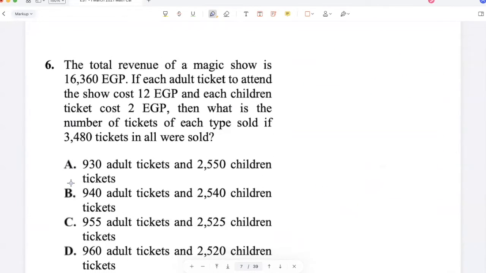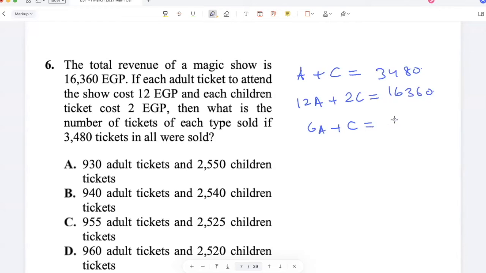The total revenue of a magic show is 16,360 Egyptian pounds. If each adult ticket to attend the show costs 12 and each children's ticket costs 2, what is the number of tickets of each type sold if 3,480 tickets were sold? Okay, so let the adult tickets be A and the children's tickets be C. So the total is 3,480. And revenue from A tickets is 12A plus 2C, that is 16,360. So let's just divide this by 2.